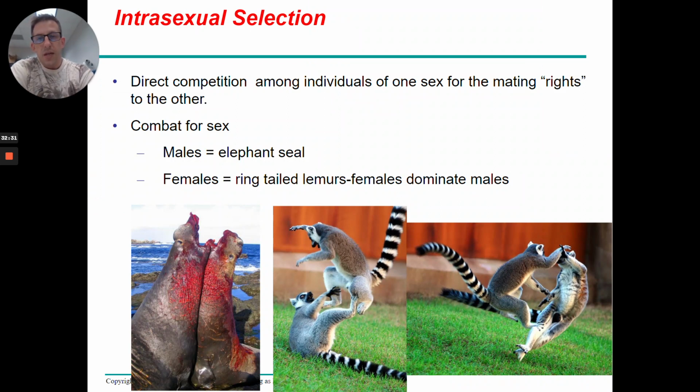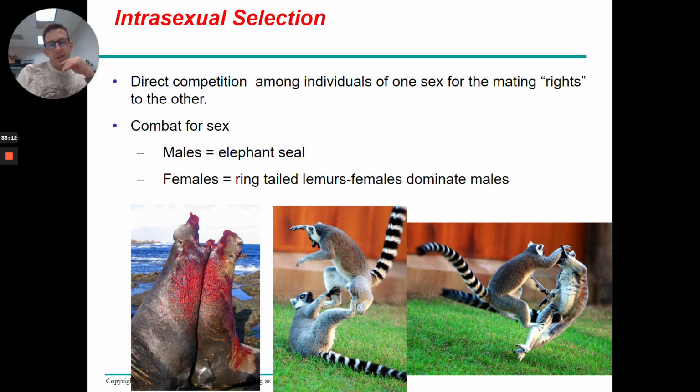Intrasexual selection describes direct competition among individuals of one sex for the mating "rights" of the other. I put rights in quotation marks because that's kind of what happens. If you directly compete well enough against the other males, you get the right to mate with the females of the same species. Oftentimes this can be seen as combat for sex. And we see this combat happen in elephant seals. We see it happen in many, many different types of animals. The one that always pops into my mind is elephant seals.